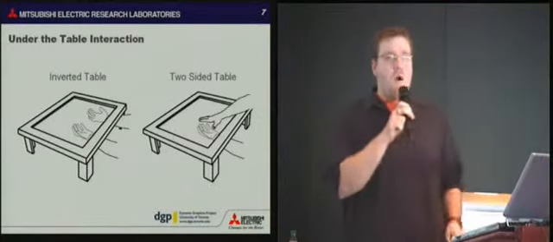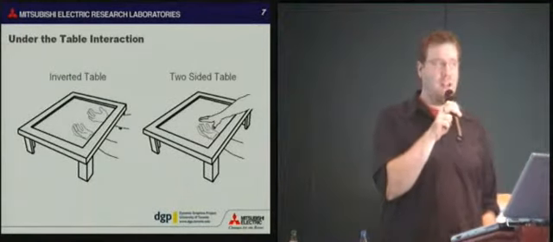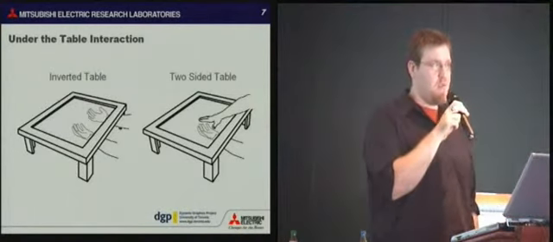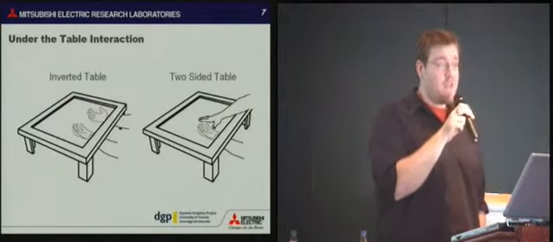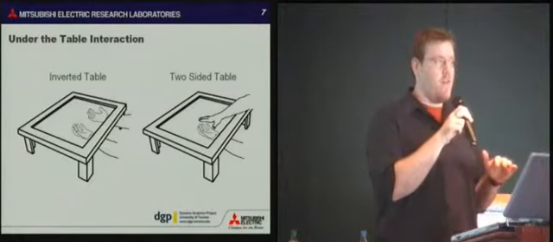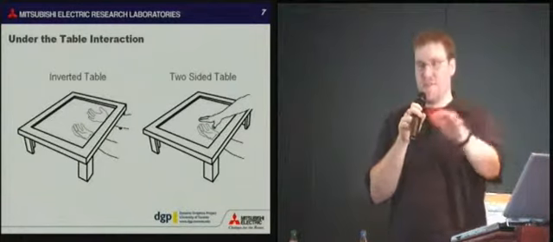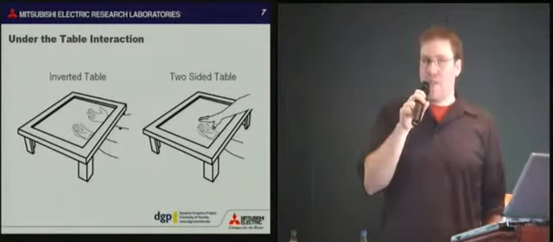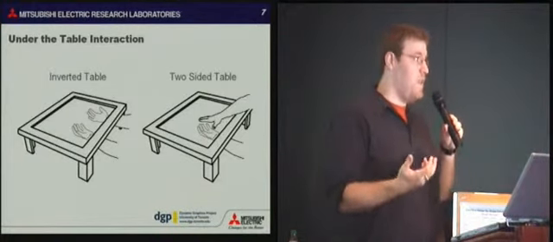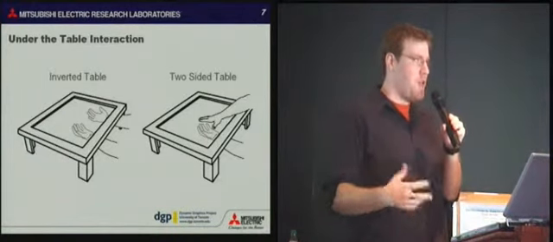So let's talk now about how we've applied this idea to touch tables. And there are two distinct platforms where we can do under-the-table input. The first is an inverted table, where we take a traditional tabletop and just turn it upside down with the display surface still on the top, and all of the input is made underneath. The other, which is the one that we actually built, is the two-sided table, where you're able to make input to both the top and bottom.